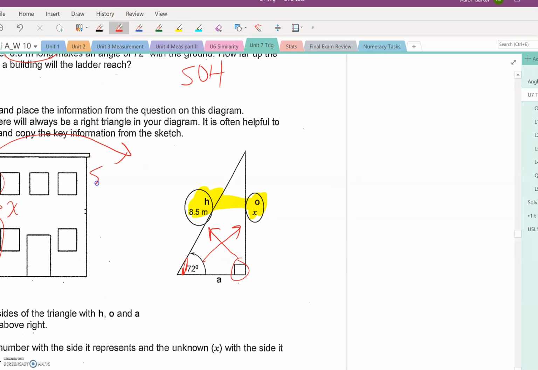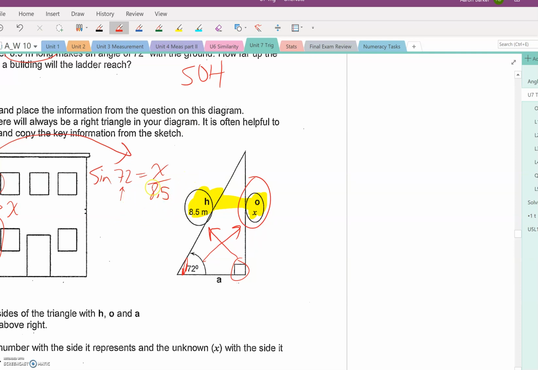Sine 72 degrees. You always must have something in here, either a letter or a number. There must always be something there. Equals the opposite, which is side x, over the hypotenuse, which is 8.5. Okay, so we set it up.